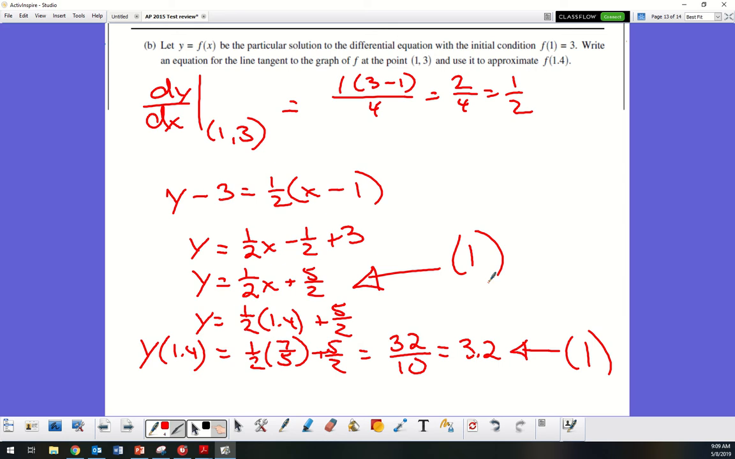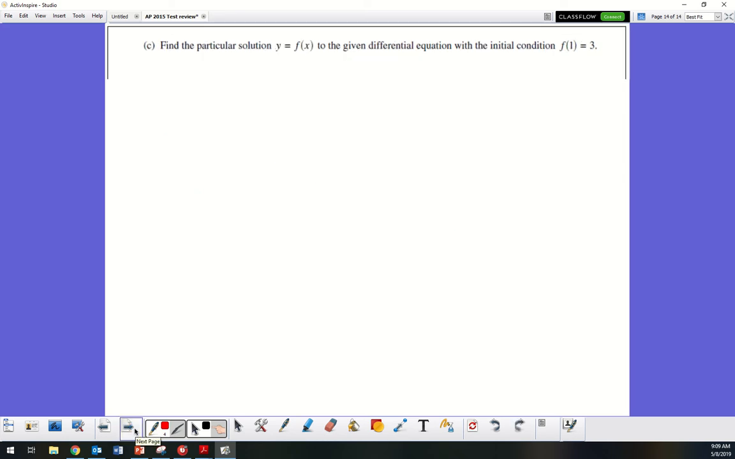1/2 x plus 5 halves. Okay. Alright, next one. Find the particular solution, y equals f of x, of the differential equation with the initial condition f of 1 is 3.